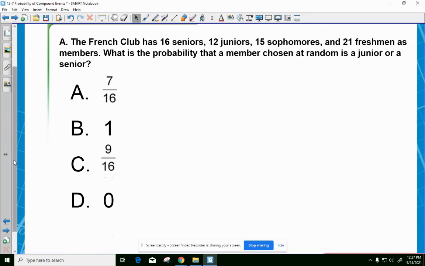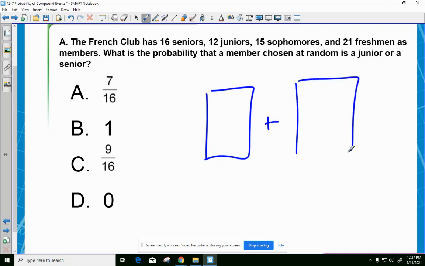Okay. Good. All right. So, what's the probability that a member is chosen from random as a junior or a senior? Okay. A junior or a senior. Those are mutually exclusive. You cannot be a junior and a senior at the same time. That is not possible. So you should be coming up with 2 fractions. What's the probability of being a junior? Getting a junior out of this group of French club kids? What's the probability of getting a senior? And then at this point, I would be adding those 2 together.